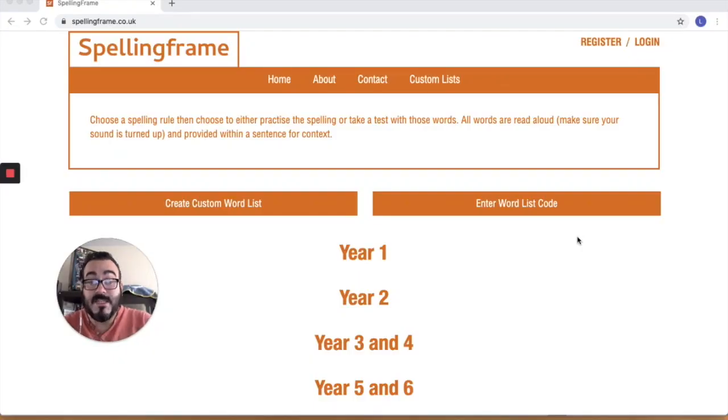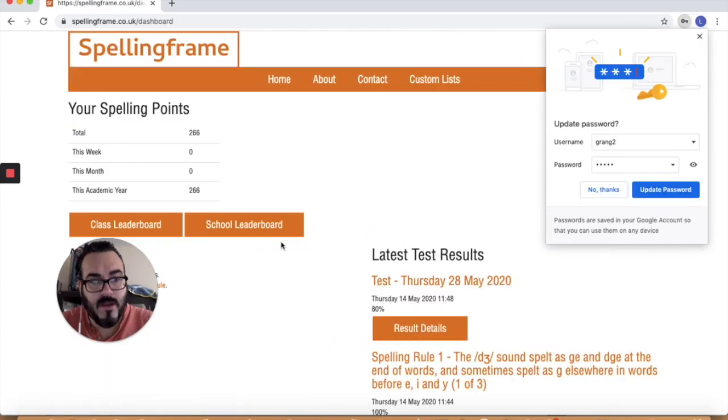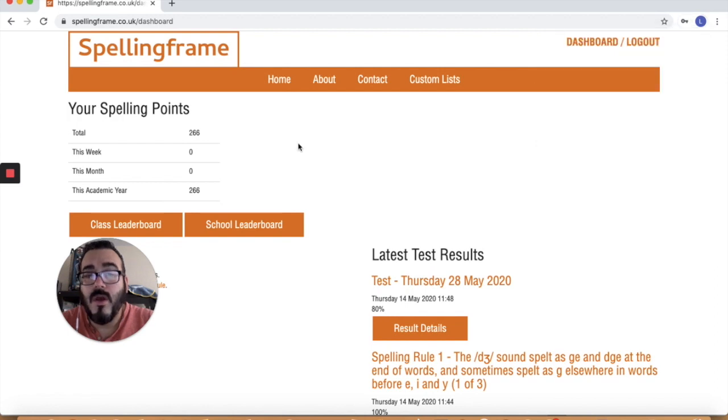Okay, time for today's spelling challenge. So I've gone to spellingframe.co.uk. I'm going to log in. And let's log in. My student login. And my password. Login, lovely. I've got 266 points so far, but I haven't done any spelling this week. I'm not going to show you the leaderboard because that has people's second names, and remember, that's private information.